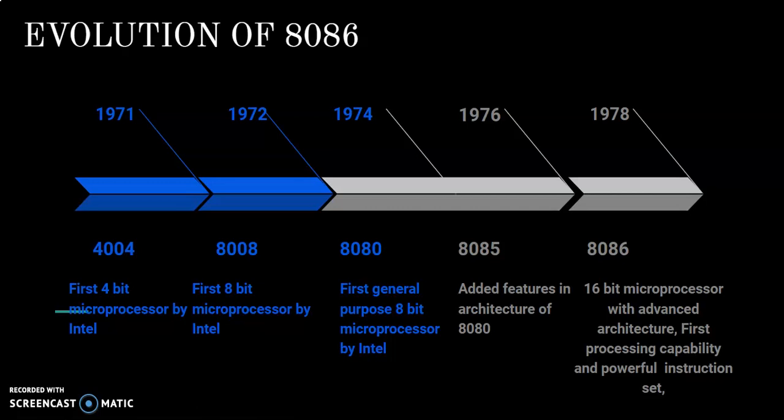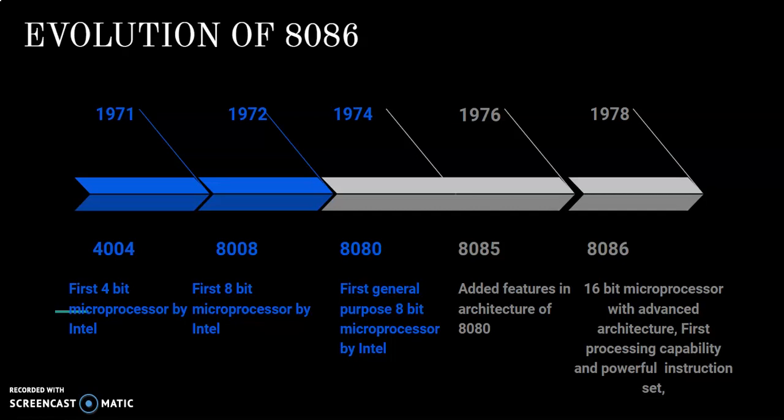Let us first look at the evolution of 8086 microprocessor. 8086 microprocessor is a 16-bit microprocessor with advanced architecture and various powerful instructions newly added in it, and it has fast processing capability. It was developed in 1978 by Intel, but before reaching that microprocessor, it has gone through various stages of evolution. The first microprocessor developed was a 4-bit microprocessor named 4004, and it was invented in 1971.